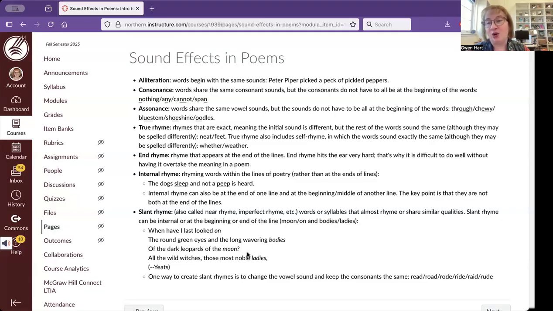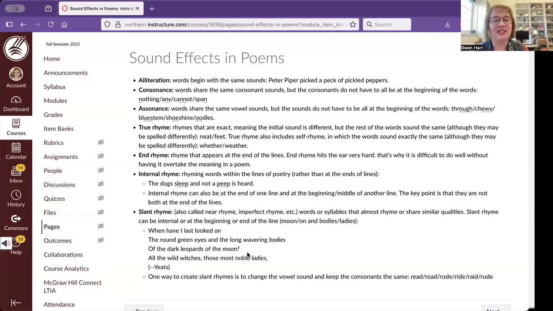Slant rhyme is a really fun kind of rhyme and one that contemporary poets use a lot because it's a little bit sneakier. It's a little bit less hard hitting than exact rhyme, but really pleasurable to the ear. It's also called near rhyme or imperfect rhyme, and they're words or syllables that almost rhyme or share a lot of qualities together. Slant rhyme can be internal or at the beginning or end of the line. It's not about where it appears, it's about how it sounds.